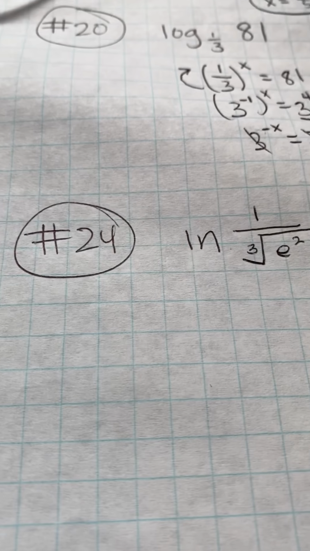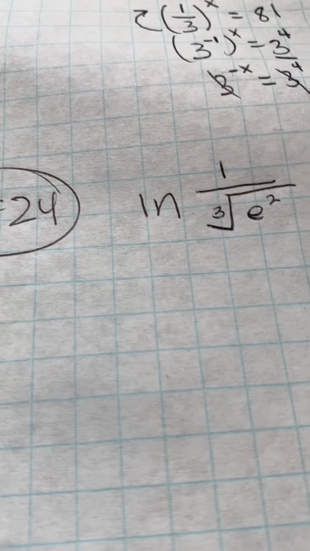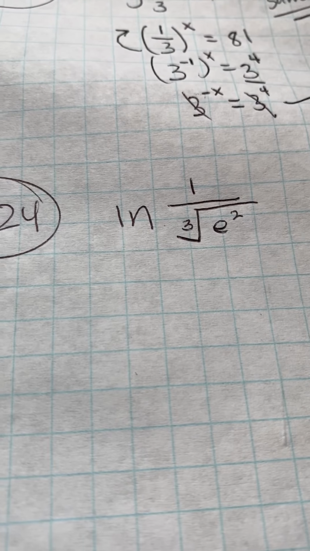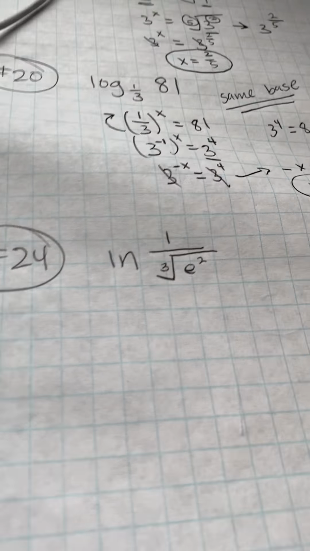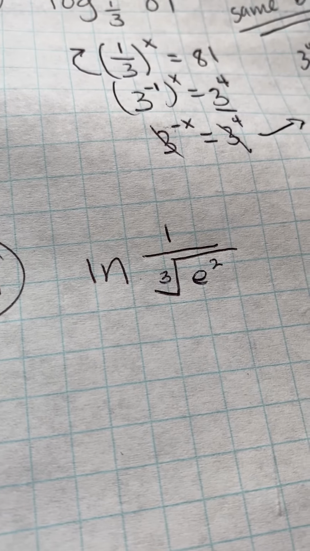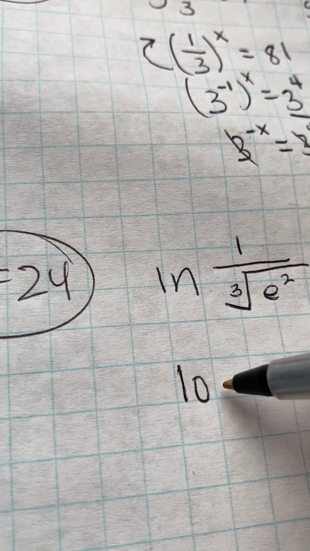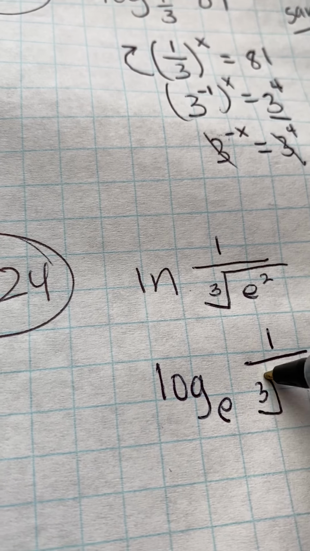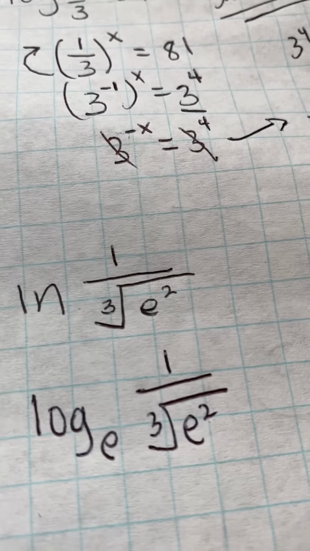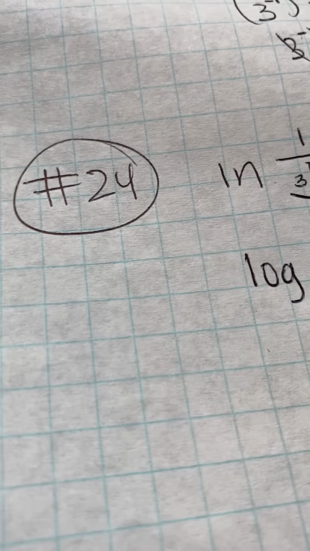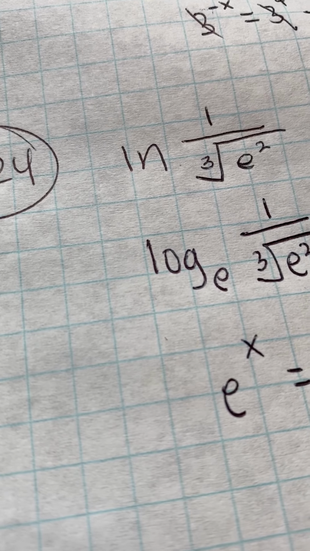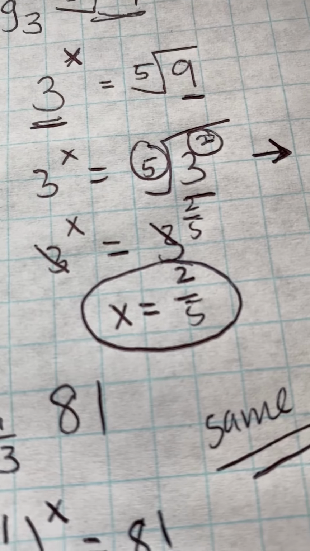And then the last question here, this is number 24. We have the natural log, or ln, of 1 over the cube root of e squared. Again, we want this same base idea. Now, hopefully you know that natural log is the same exact thing as log base e, and we don't change anything here. It's just a shorthand way of writing it. So again, we're doing e to what power, so e to the power of x equals the cube root of e squared. And now we're at the same exact spot that we were with the 3's.